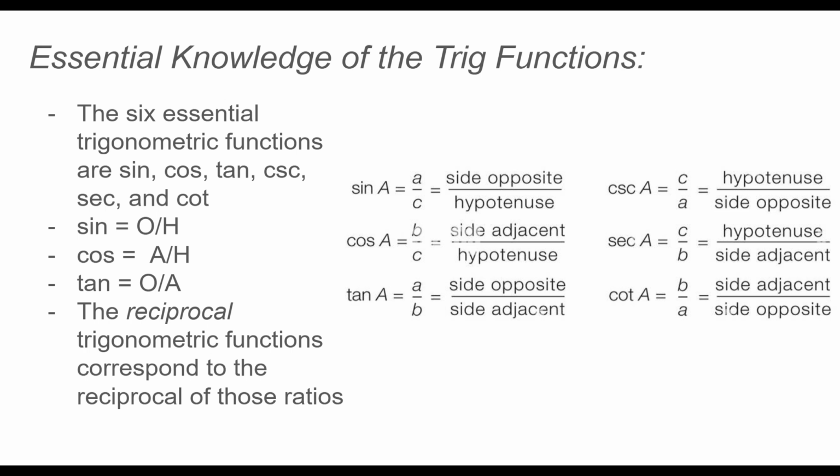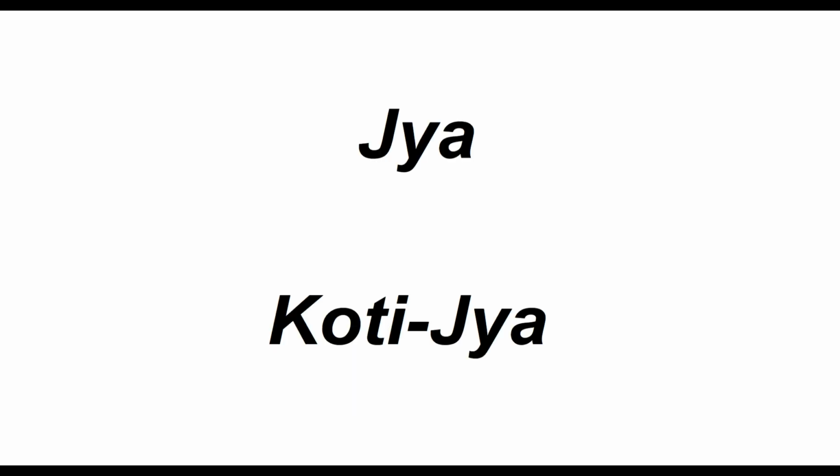The reciprocal trigonometric functions correspond to the reciprocal of those ratios, so cosecant would be the ratio of the hypotenuse to the opposite side, and so on. The development of the modern sine and cosine functions can be traced back to the Jia and Koti-Jia functions in 4th to 5th century Indian mathematics.